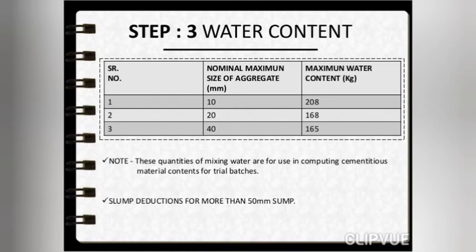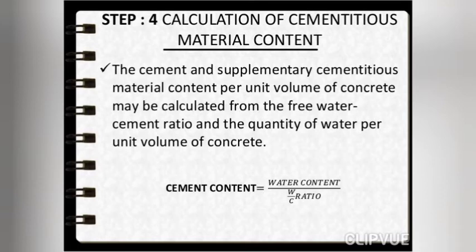Next step is the water content. So here we can see the nominal maximum size of aggregate and the maximum water content. Next step is the calculation of cementitious material content. The cement and supplementary cementitious material content per unit volume of concrete may be calculated from the free water cement ratio and the quantity of water per unit volume of concrete. Cement content is equal to water content by the water cement ratio.